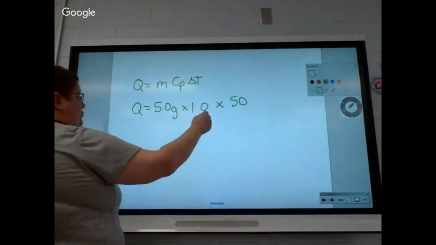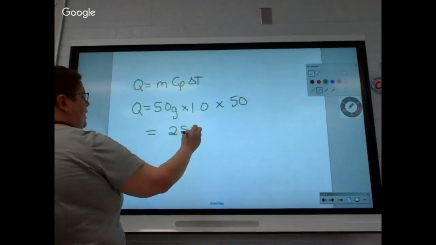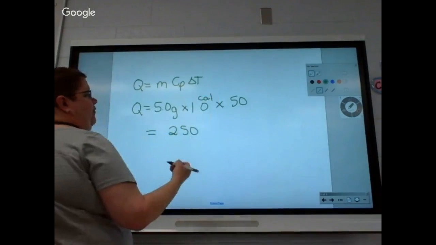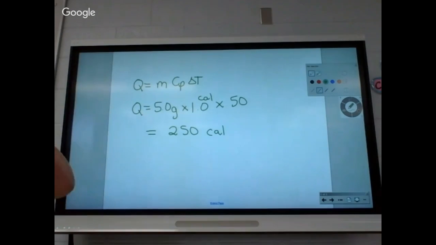So 5 times 1 times 50 is what? 250. And the only difference in this question is because this is a calorie, instead of writing joules on the answer, you write calories. That's the only difference. Okay? It's just an English unit instead of a scientific unit. Anybody else? Do you want me to do the one that you had a question about, number 4?